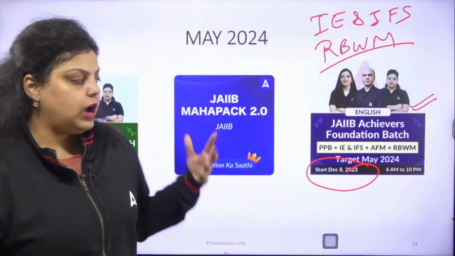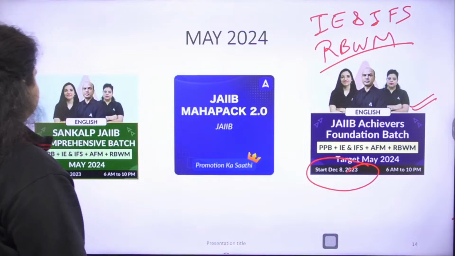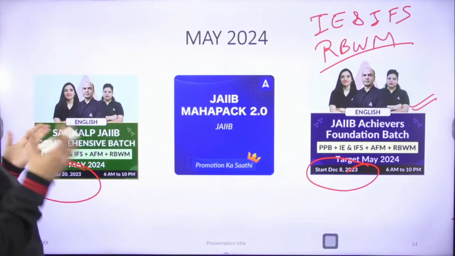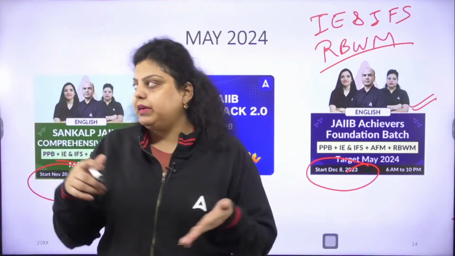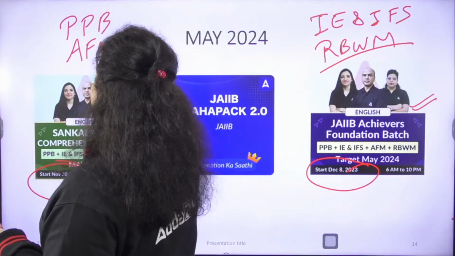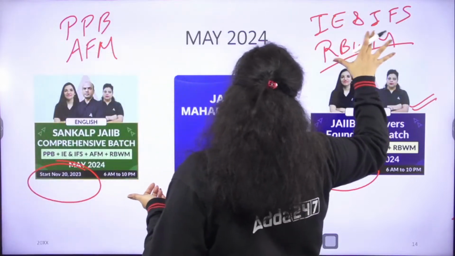And to enroll, how to enroll, I will let you know. Apart from that, the already running batch is your Sankalp batch, started on 20th of November. And apart from that, the PPB have started in this particular batch. We have started the PPB here and the AFM here. In the next batch, we are starting IEIFS and retail banking.